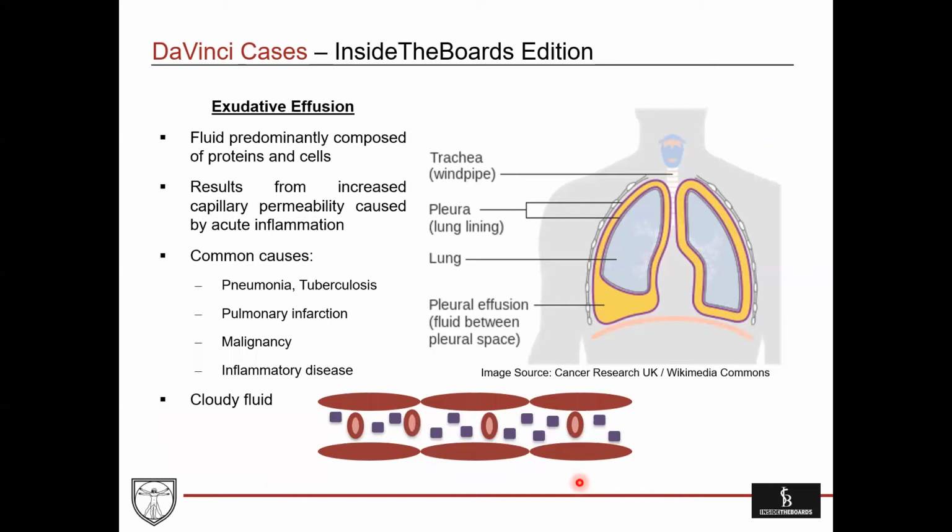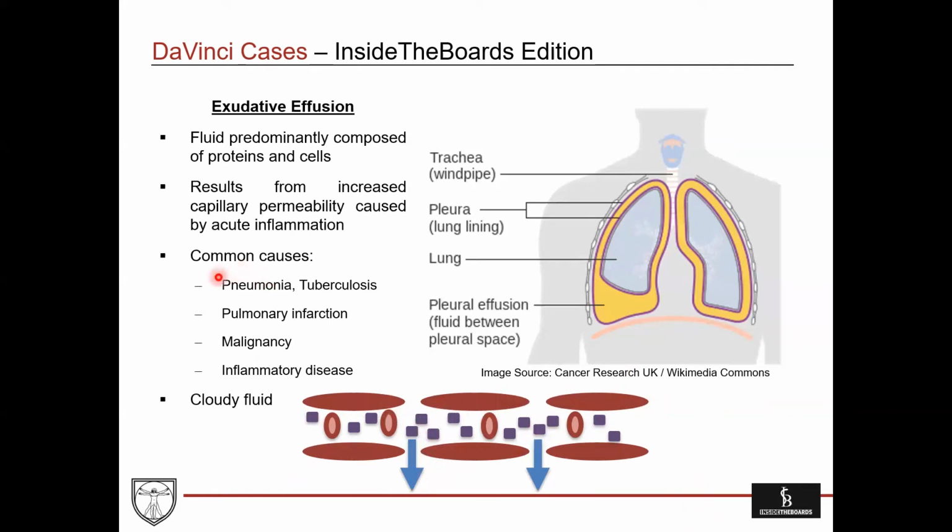Then you have an exudative effusion, which is where you see fluid predominantly composed of proteins and cells. This results from increased capillary permeability caused by acute inflammation. In the diagram here, we show a capillary, you have some inflammation, and as you can see, we've widened out those spaces between the capillaries. As a result of that, you have a mass movement of fluid out of the capillary space and into the interstitial space.